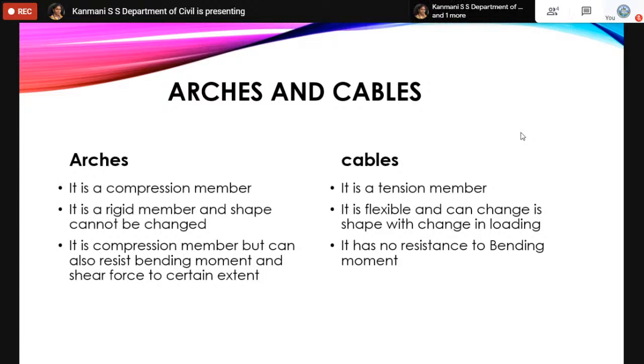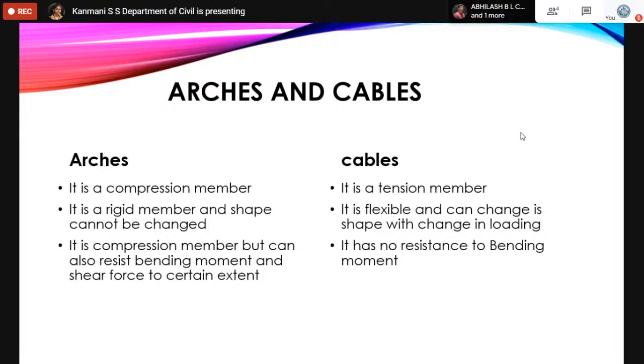The only thing it resists is this: if you hold the chain at two ends and push it, if you try to compress it, it will not show any kind of resistance. If you try to rotate it, it will not show any resistance to bending moment. But if you drag it, if you provide a tensile force on either end of the chain, then it will provide an enormous amount of tensile resistance.